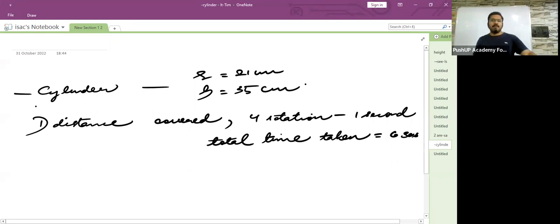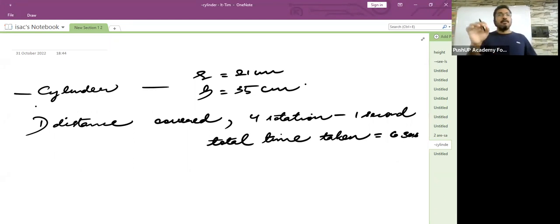You have to find the distance covered by the cylinder when in 1 second it makes 4 rotations and the total time for which it rotated was 6 seconds. Am I clear with the question? In 1 second, the number of rotations is 4. That means in 1 second: 1, 2, 3, 4. Similarly, for 6 seconds it is traveling. So if in 1 second it is 4 rotations, in 6 seconds how many rotations can it take? 6 into 4, 24, right? Now you get me the distance covered.